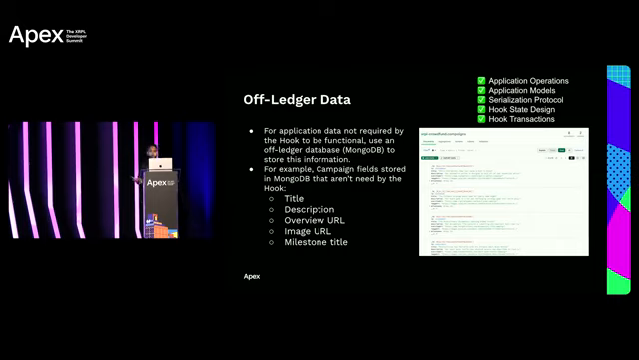And then for off-ledger data, we want to include, I guess, fields that are not required by the hook, and which won't require data to be saved to the hook state. Because like I said, we need to be space efficient with how we save data, because the more data we save, the more fees it will require. So this includes fields like title, description, URLs, and also the milestone title.